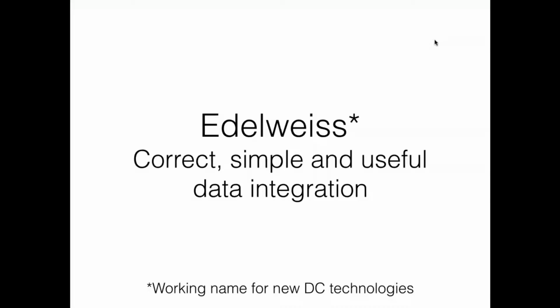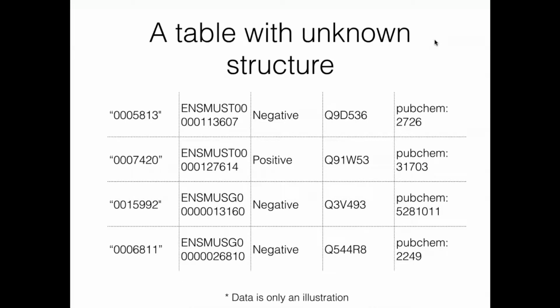So to solve that problem, let's introduce Edelweiss. Edelweiss is a working name. It may be renamed at some later point, but it's the current technology name. And the goal of Edelweiss is to provide you with correct, simple, and useful data integration. It should be all of these things. It should be technically correct and scientifically valid. It should be simple to understand, and it should be practically applicable to real data that people actually have. These are the constraints for the design.